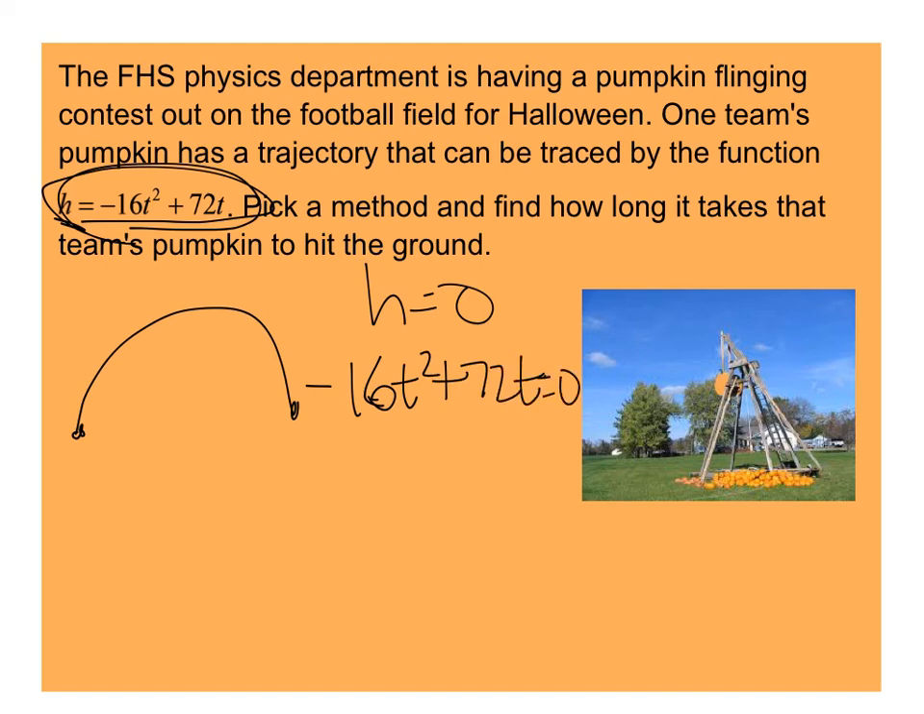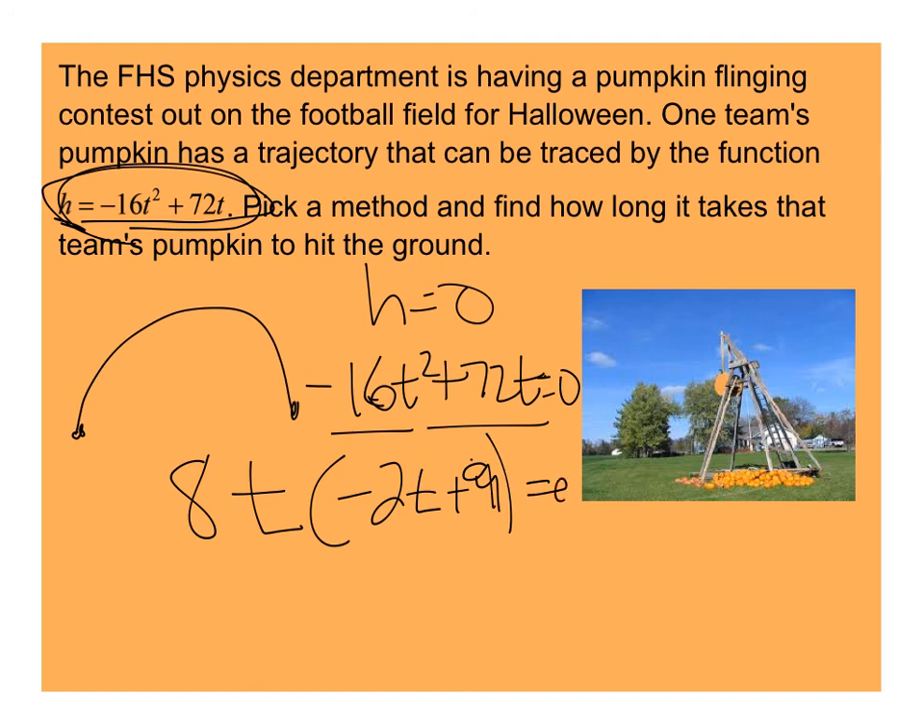So everybody always loves to forget the first rule of factoring. The first rule of factoring is pull out what's in common. So I know there's a t in common, but check and see what else is in common between 72 and negative 16, because I'm pretty sure you can pull out an 8 too. So that gives me 8t times negative 2t plus 9 equals 0.